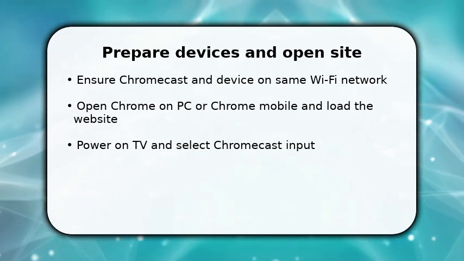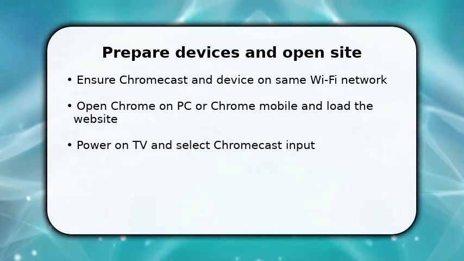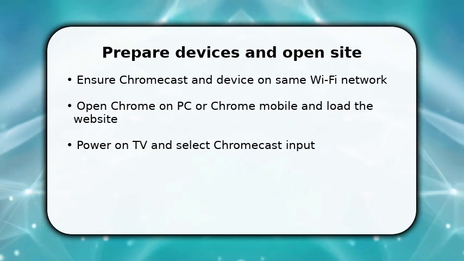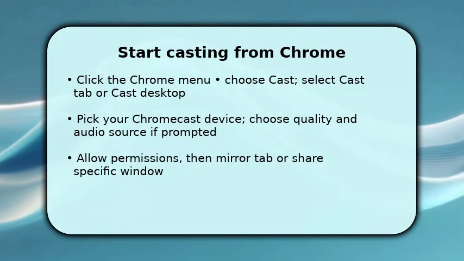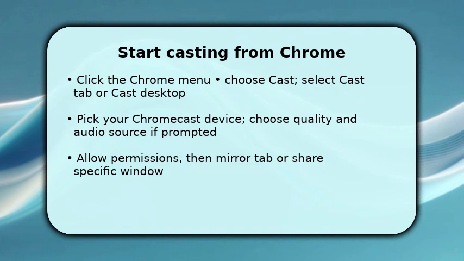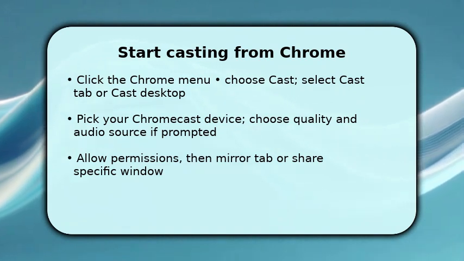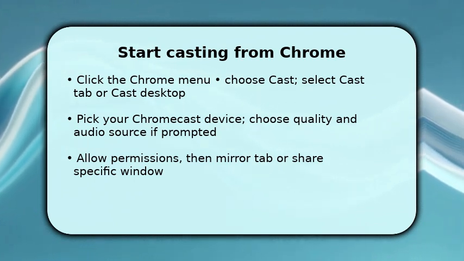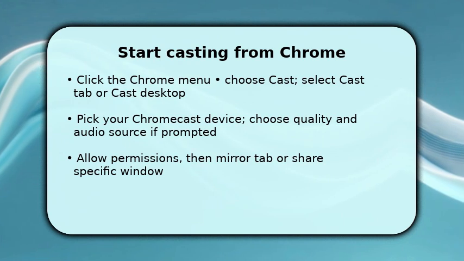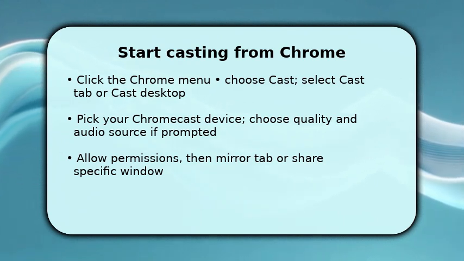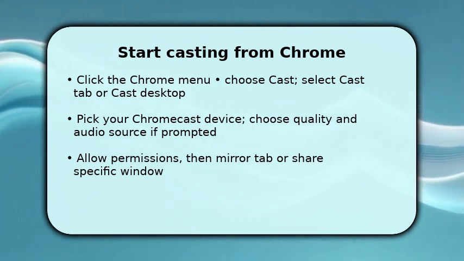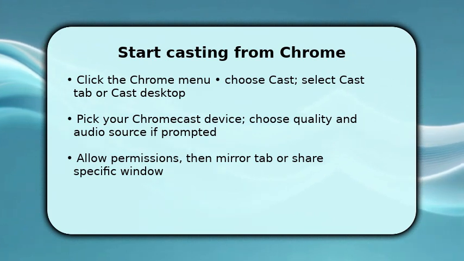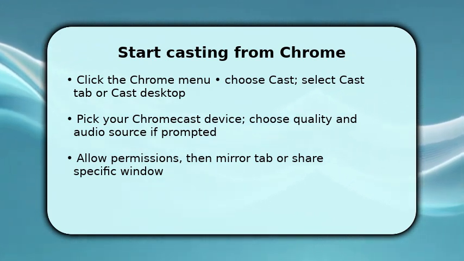Now you'll initiate the cast from within Chrome. Click the three-dot menu and choose Cast. Once the device list appears, pick your Chromecast and decide whether to cast the current tab or your entire desktop. Casting a single tab reduces bandwidth and keeps other windows private. Make sure you allow any permission prompts for audio or screen sharing. If the site uses protected content, select the desktop option to transmit the video frame.